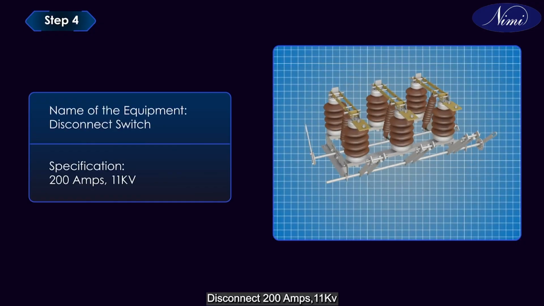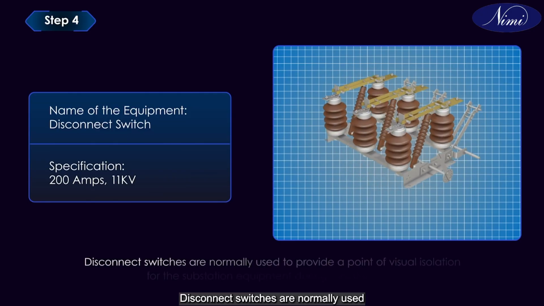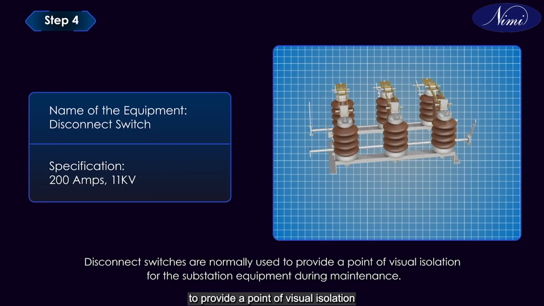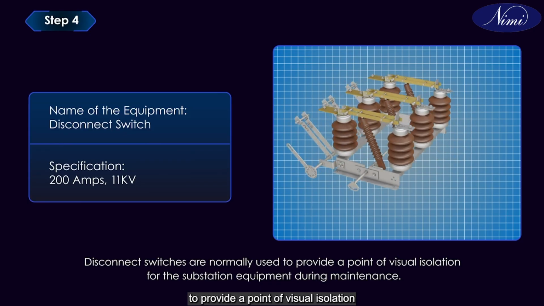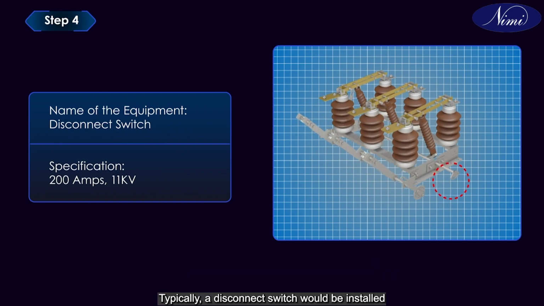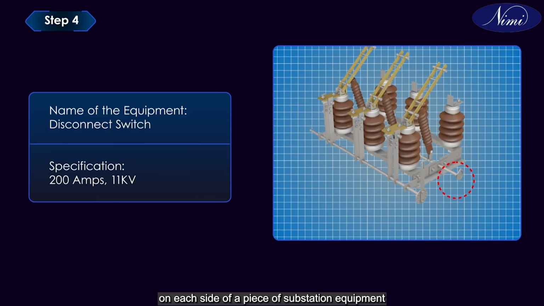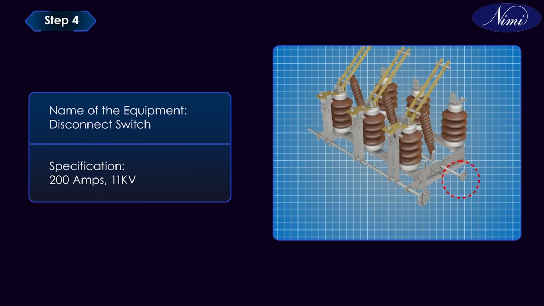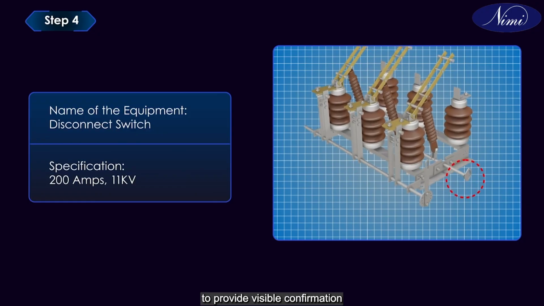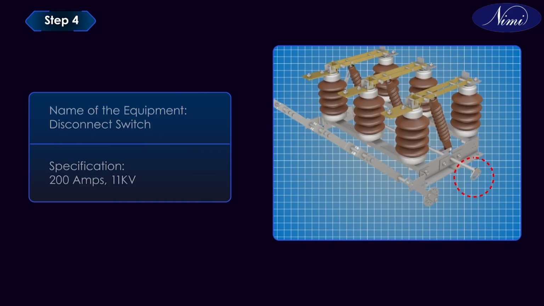Disconnect switch, 200 amperes, 11 kilovolts. Disconnect switches are normally used to provide a point of visual isolation for the substation equipment during maintenance. Typically, a disconnect switch would be installed on each side of a piece of substation equipment to provide visible confirmation that the power conductors have been opened for personal safety.